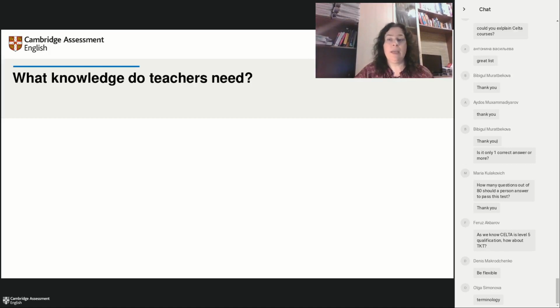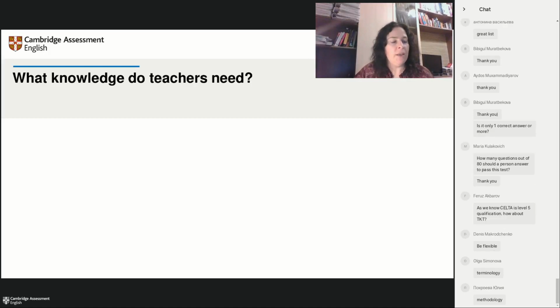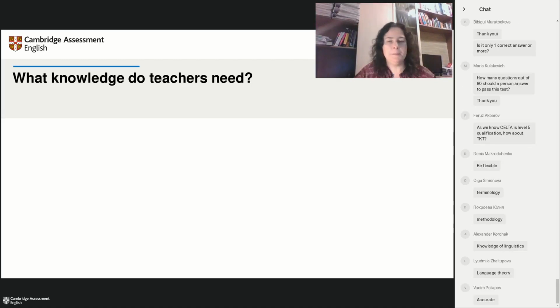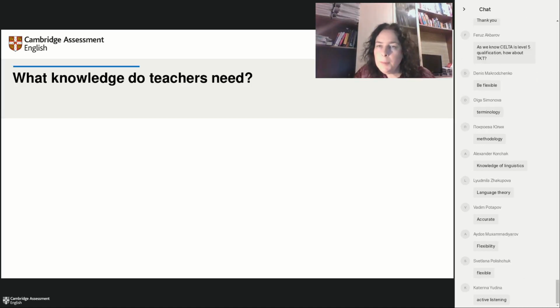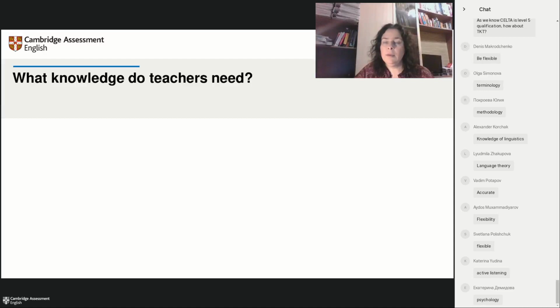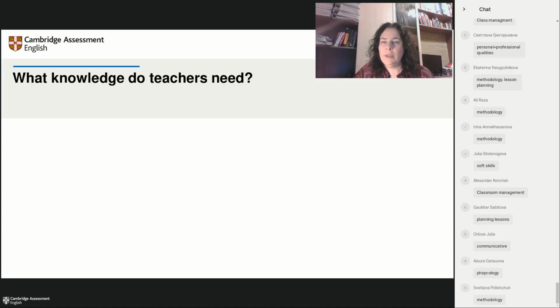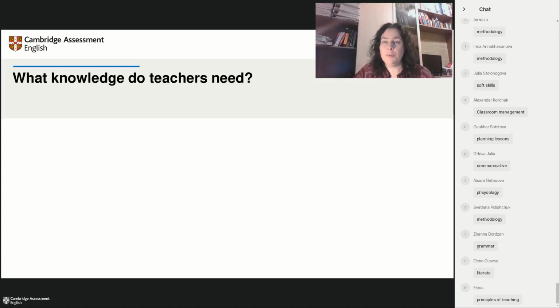Being flexible, Denise, I can't agree more. Being aware of the terms. Yes, methodology, definitely. Great. Being accurate, okay. It's not really important for TKT to be accurate, your language won't be assessed there. But it's always good. Lesson planning, I've seen. Soft skills, classroom management. Psychology, okay. Literacy, principles of teaching for sure. Facilitator, okay. Thank you for mentioning some teacher roles.